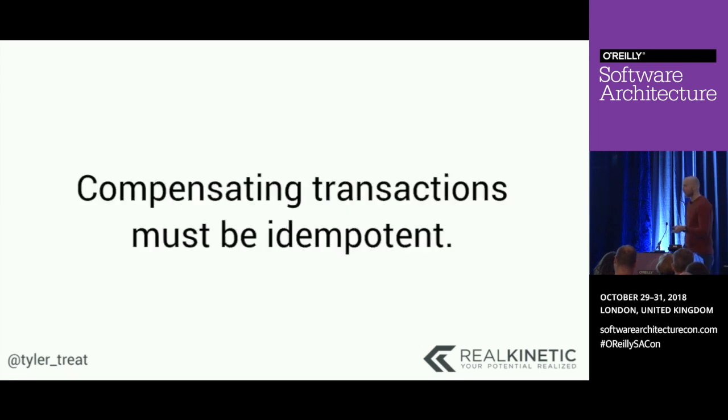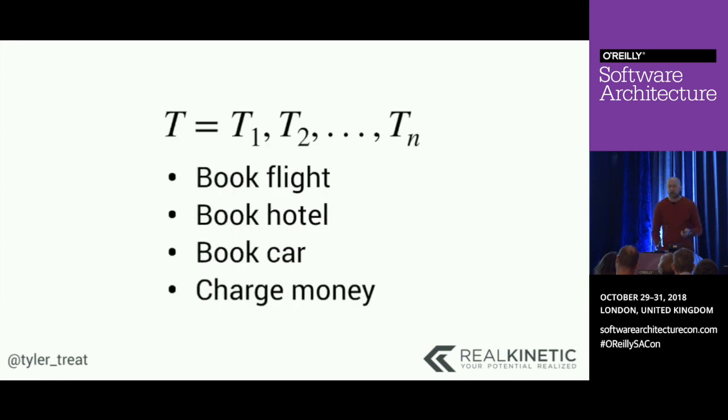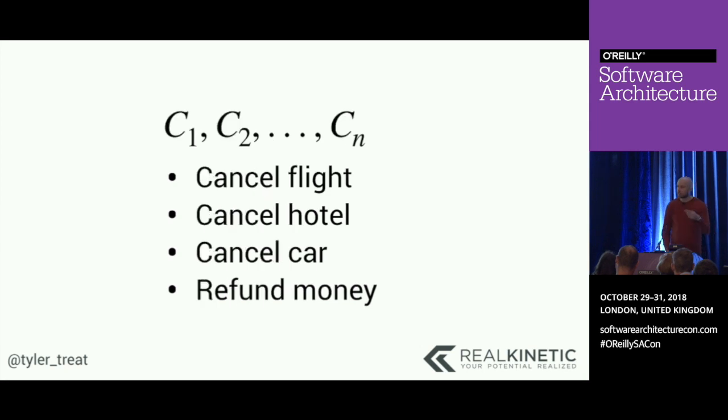There's a couple things to point out with this, and one of which is compensating transactions need to be idempotent. And the reason for that is, for example, if we book the flight and then book the hotel and that request fails, we'll then try to cancel the flight. And if that cancellation fails, we need to be able to retry that until it succeeds.